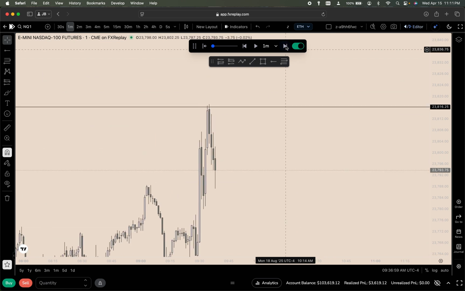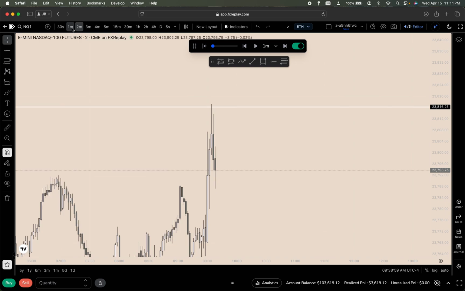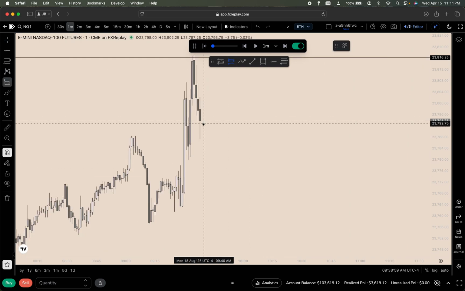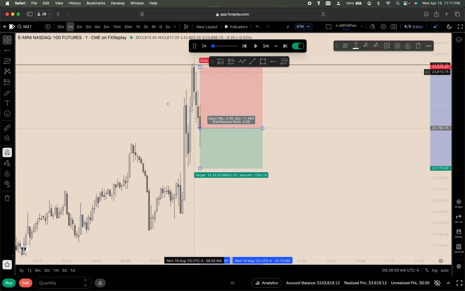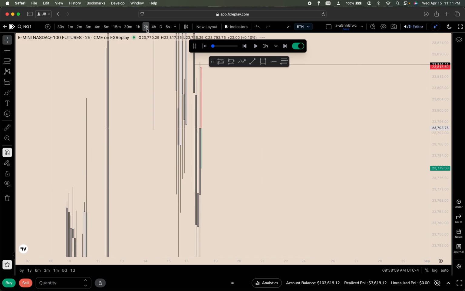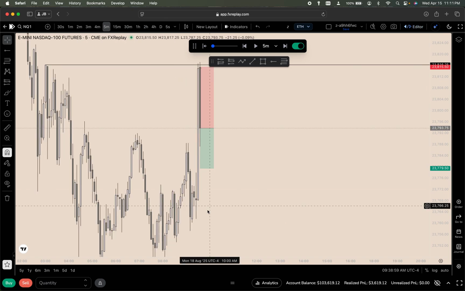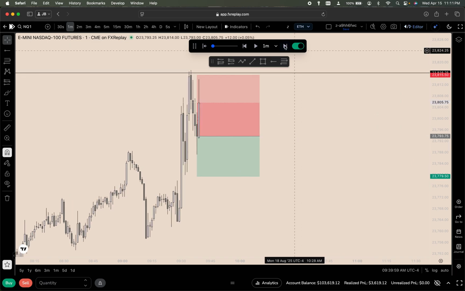Okay, now we just swept the 1 hour. We have this 1 minute. Let me mark this out. And what do we have below? We have a bunch of low resistance. I think I'm gonna wait for a better close. It's just not convincing enough.